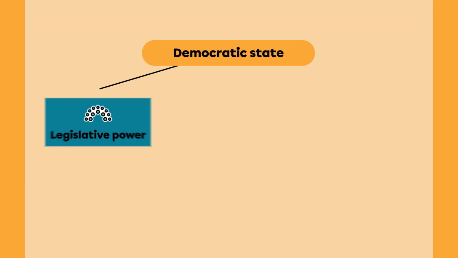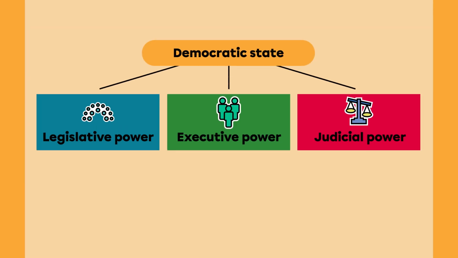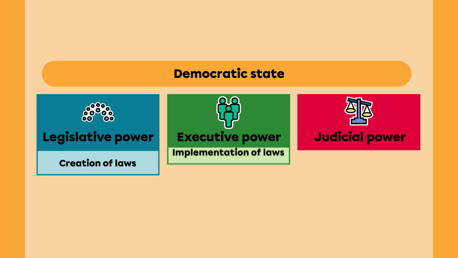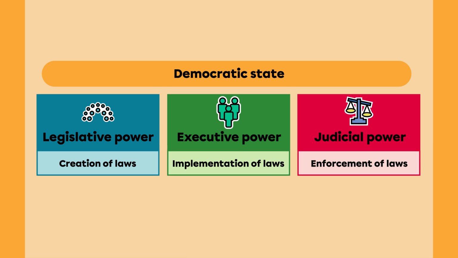Did you know that a democratic state has 3 branches of power? These are the legislative, executive, and judicial powers. To help you better understand each of these powers, imagine a tree with 3 branches with the state at the top. In a democratic country like Canada, laws are necessary for society to function properly. The legislative, executive, and judicial powers create, implement, and enforce laws.